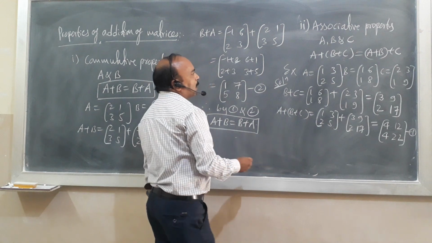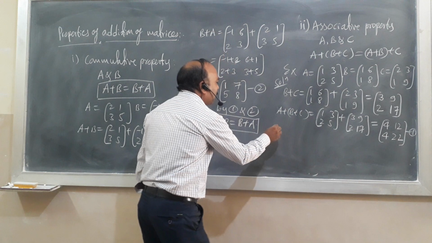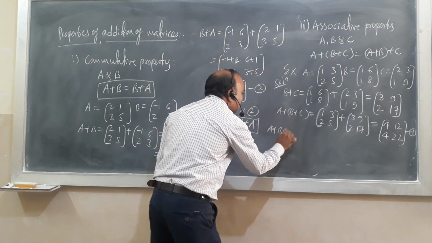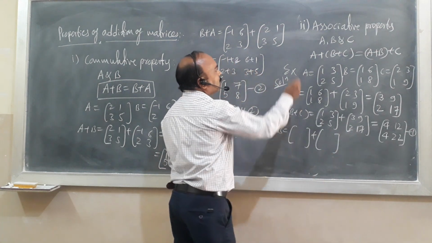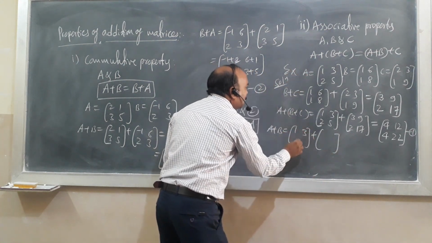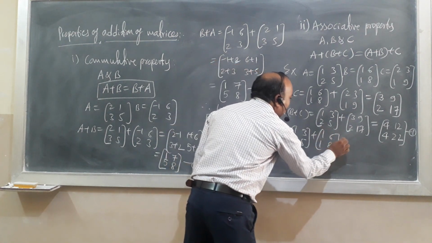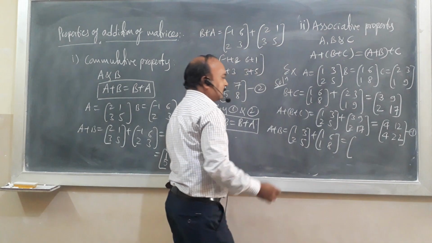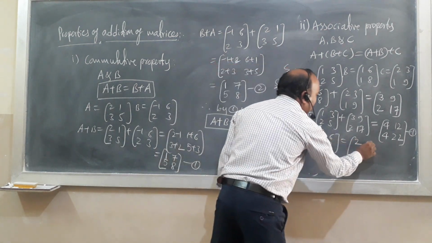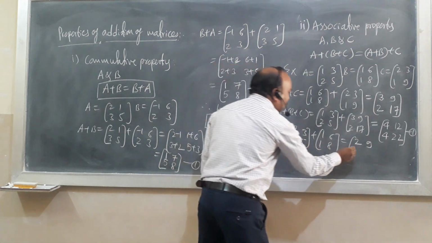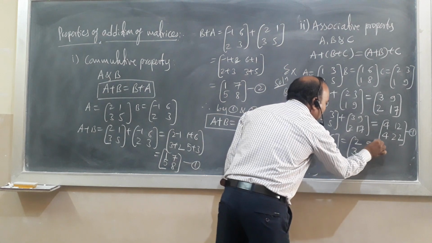Now you go for the right hand side. On the right hand side, first you want A plus B. Calculate the value of A plus B. A plus B is given by A is 1 3 2 5, B is 1 6 1 8. Add these two. 1 plus 1 is 2, 3 plus 6 is 9, 2 plus 1 is 3, 5 plus 8 is 13.